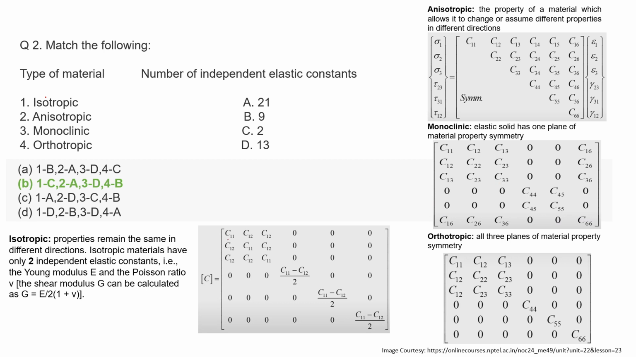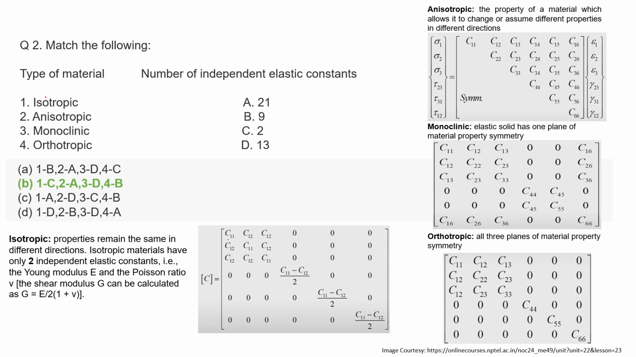Now the next question is, match the following, where the first table talks about the type of material and the second one talks about the number of independent elastic constants. The types of materials are isotropic, anisotropic, monoclinic, and orthotropic, and the numbers of independent elastic constants are given as A 21, B 9, C 2, or D 30, and we have to match them.